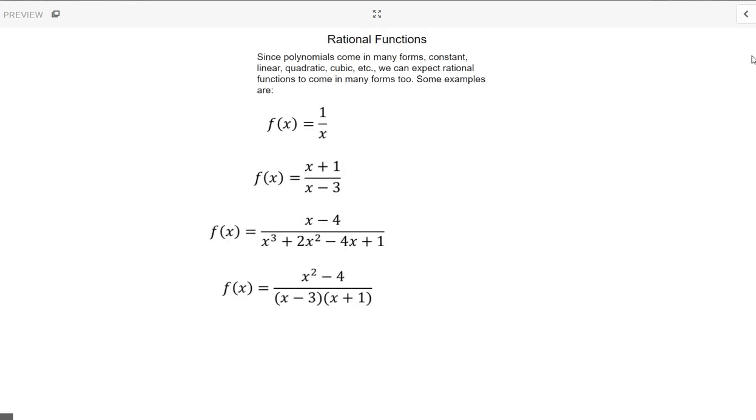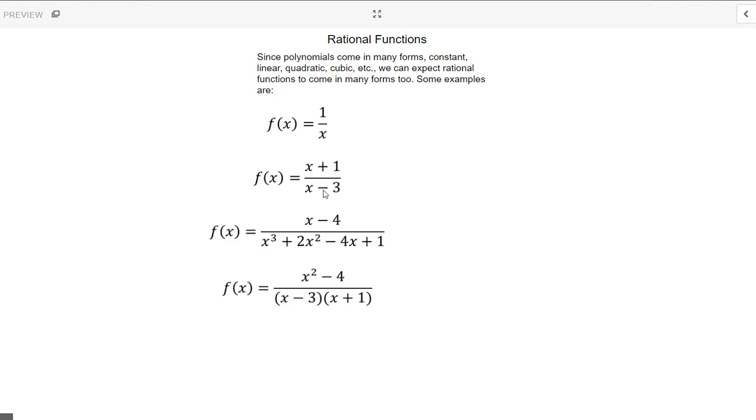So here's a couple examples for you. This function that we've been looking at for the last couple of lessons, 1 over x, is a rational function because 1 is a polynomial. If you think of it as y equals 1 or f of x equals 1, it's a polynomial with a degree of 0. And the function f of x equals x is a polynomial with degree 1. So this is a ratio of two polynomials, so it is a rational function. This one right here is also a rational function.